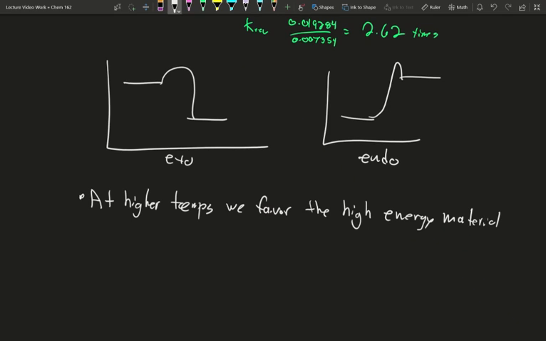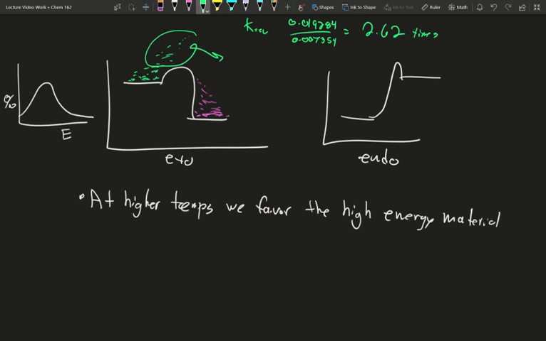Why is this the case? Well, think about your particles. Remember, in any given material, you have a distribution of energies, which means if I have a bunch of starting material, many things have very little energy, few more have higher, few more have higher. For the reverse reaction, you have effectively the same distribution. It is much easier for something in the starting material to go over the hurdle because it has a much smaller hurdle in an exothermic.